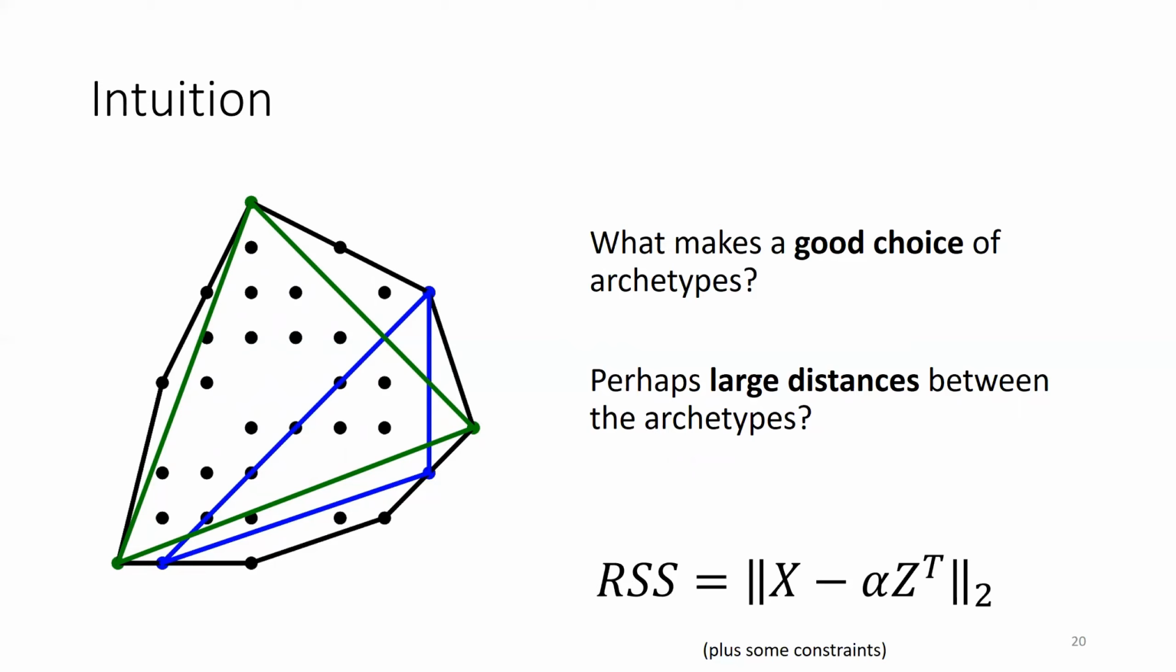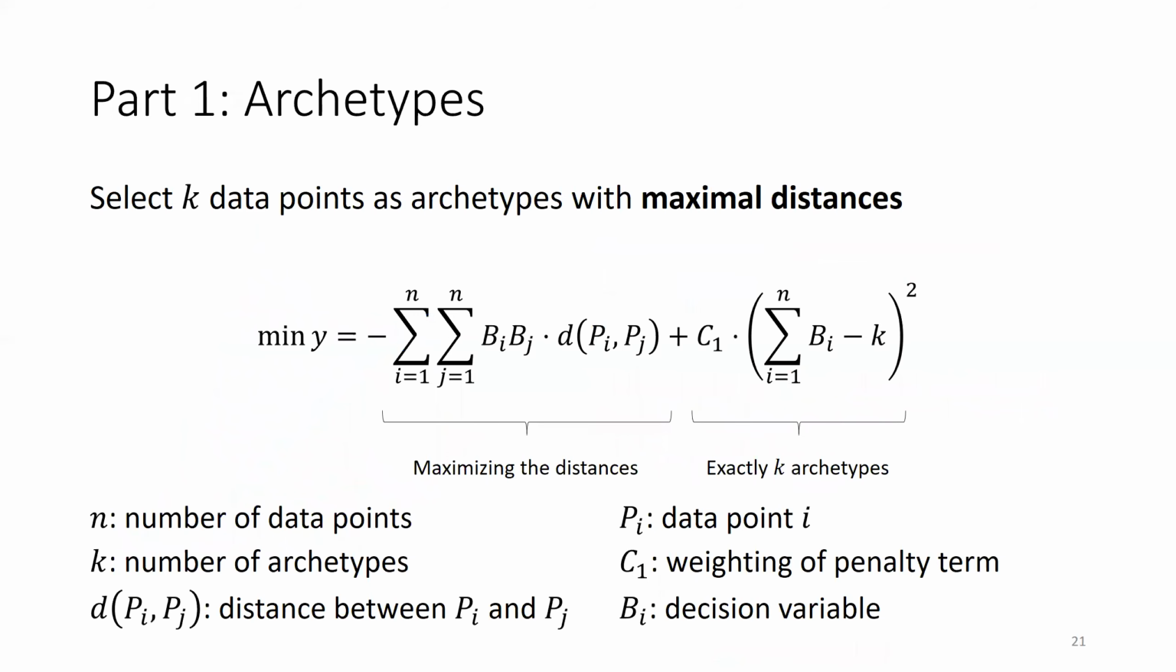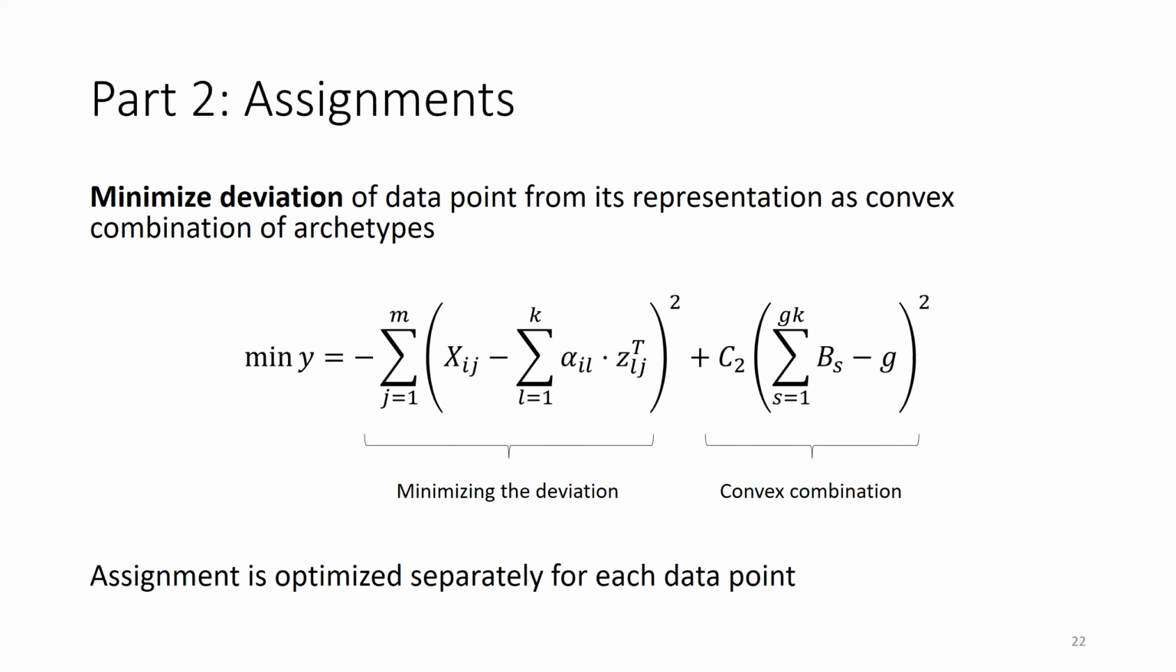We approximated this convex hull approximation, one can say. Our algorithm consists of two parts. The first part is on selecting k data points as archetypes that have maximal distances. And the second part needed to be done for each data point. It goes around the assignments. Minimize the deviation of the data points from their representation as a convex combination of archetypes. These are the constraints that I talked about. So we have these two parts, and we did it on the quantum annealing machine, and we got quite nice results, even though we did not solve the actual problem, but a relaxation of that.